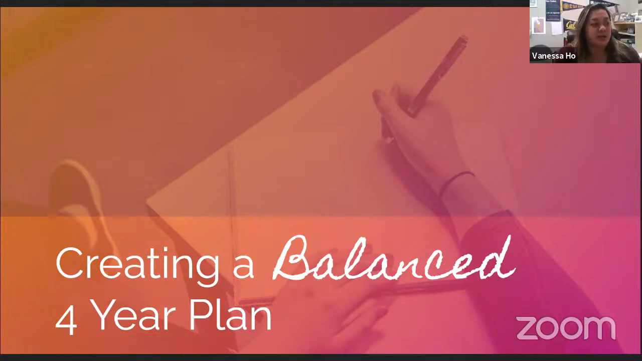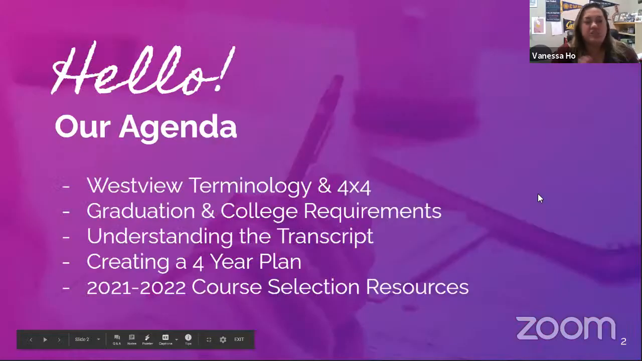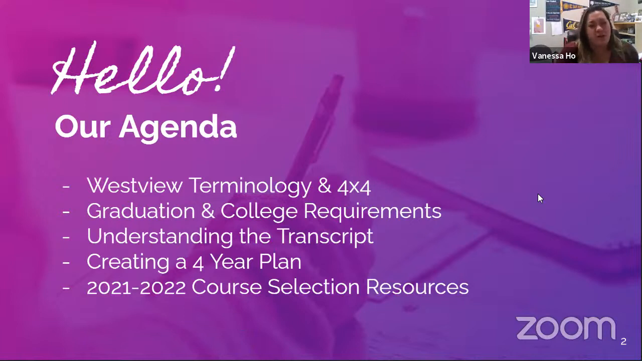Perfect. Thank you so much, everyone, for joining us. So we'll get started with our four-year plan presentation. Our agenda for today: we are going to go over some of the Westview terminology and the 4x4 schedule. I know we tend to use a lot of these terms, and we sometimes forget that not everyone is familiar with our lingo. We will also go over your college and graduation requirements, understanding how to review your course credits and course history, and then also how to create a four-year plan, as well as some of the course selection resources that we have available for you for this coming year.